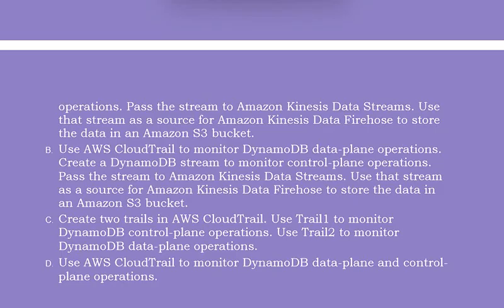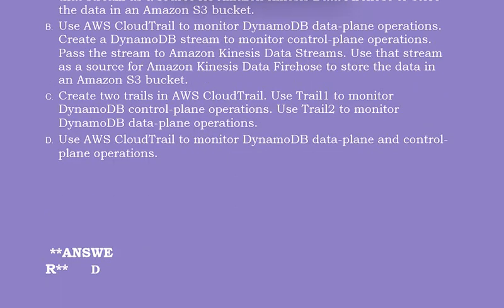Option C. Create two trails in AWS CloudTrail. Use Trail 1 to monitor DynamoDB control plane operations. Use Trail 2 to monitor DynamoDB data plane operations. Option D. Use AWS CloudTrail to monitor DynamoDB data plane and control plane operations. Correct answer is option D.